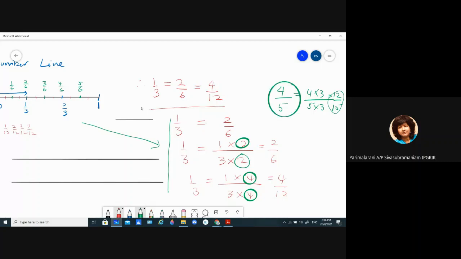So don't rush and teach them the algorithm first. We need to teach them conceptually. When you do this, you are teaching them conceptually. When we do this, we are teaching them procedurally. We don't want to teach them procedurally first. We want to teach them conceptually first, and then you must teach procedurally. So this is equivalent fractions.